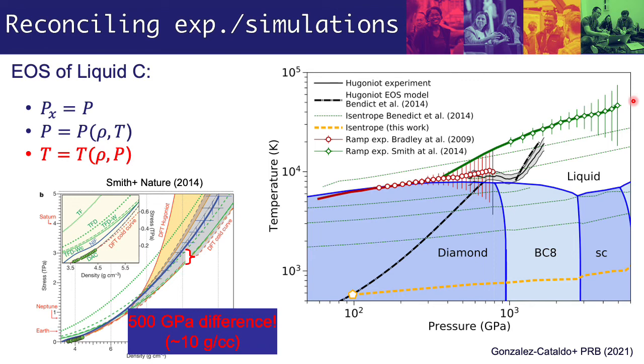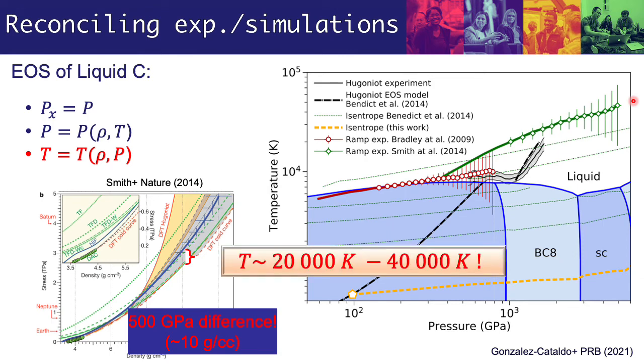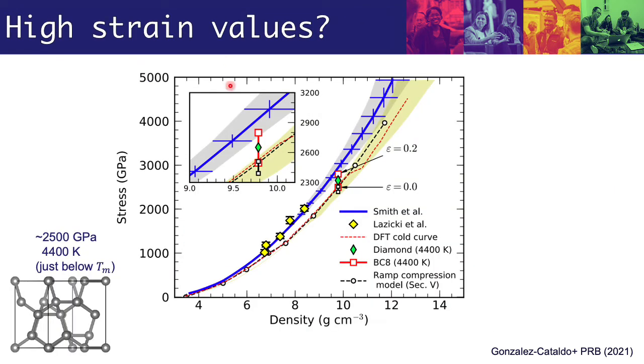So, if the sample melted, we predict that the temperature reached in this experiment would have been so high that it could have been measured by pyrometry. In fact, it would have been between 20,000 Kelvin and 40,000 Kelvin. If we consider that at any given density the sample was solid and the pressure was hydrostatic, it turns out that no value of temperature is compatible with the reported stresses, because the sample melts before reaching such high values of stress.